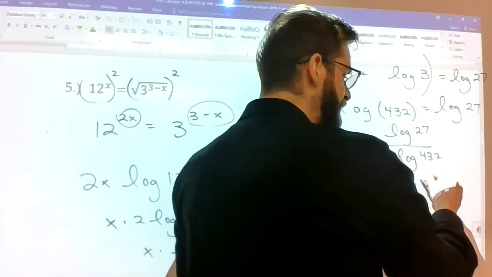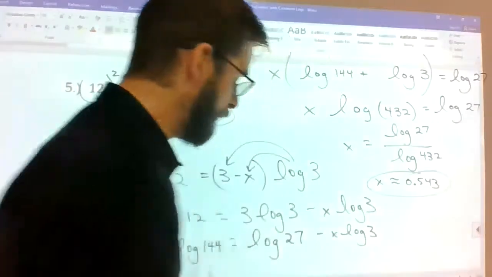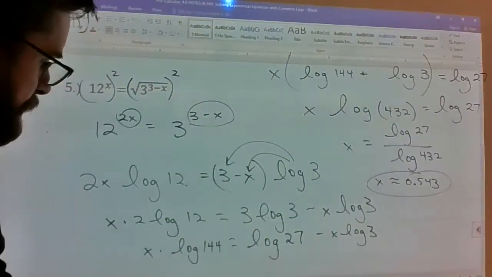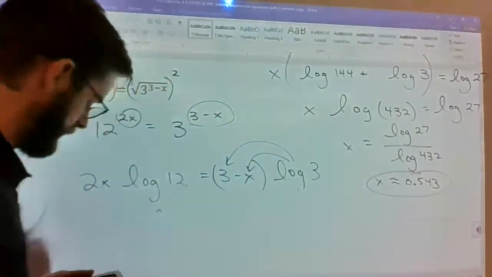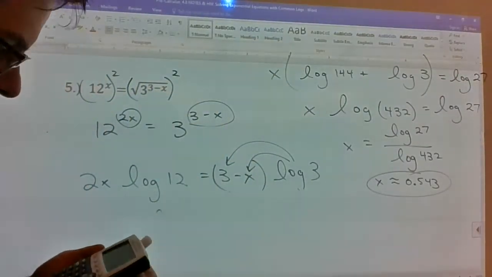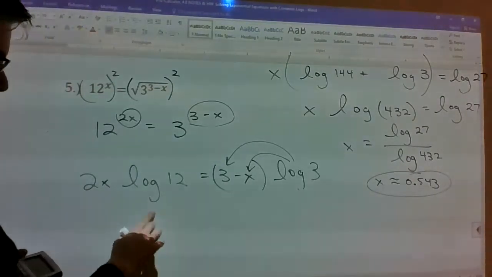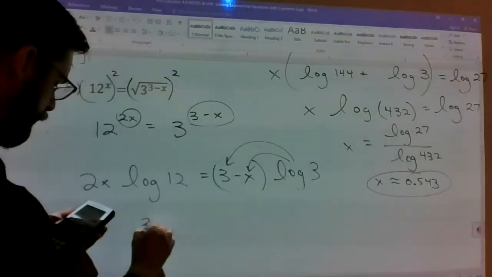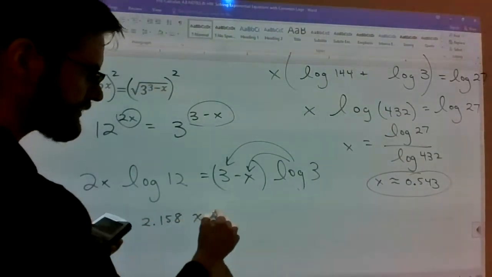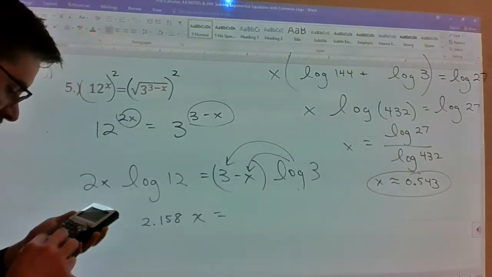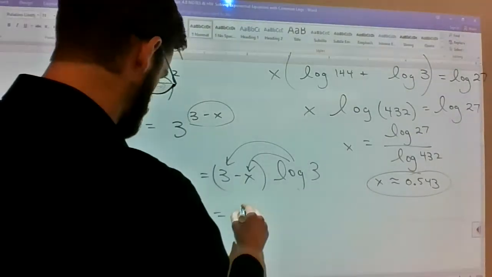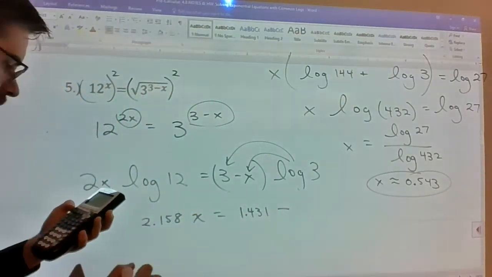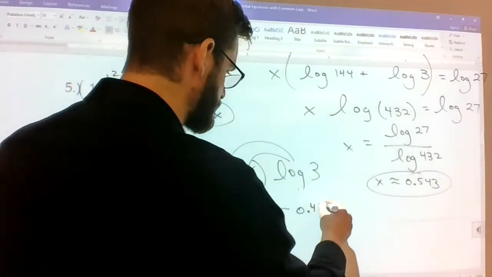So if you've got something very, very close to 0.543 by doing it the long way, in fact, let's just do that really quick. Let's just pretend we have decimals here. Log of 12 is 1.079. So that's 1.07918 and so on, times 2, 2.158x. Over here, 3 times the log base 10 of 3 would be 1.431 minus this number in front of x.